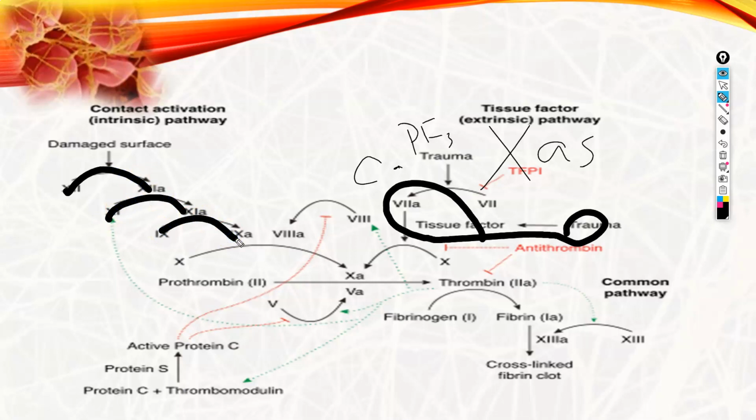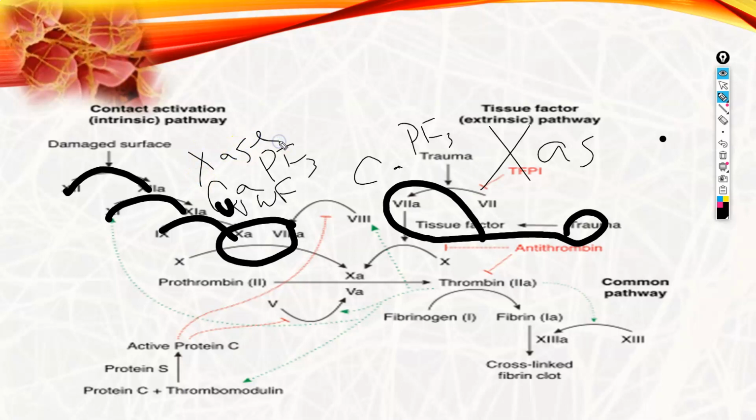Then, if we go over to the other side, on the intrinsic side, 12 activates 11, which hits on 9. So 9 and 8, we put those together with a little bit of von Willebrand's factor. Again, some calcium and some platelet factor 3 for our phospholipid. That is our other 10-ACE. And it goes down and it activates factor 10.